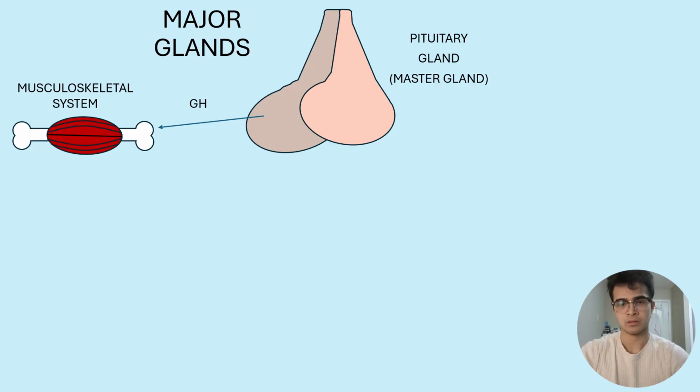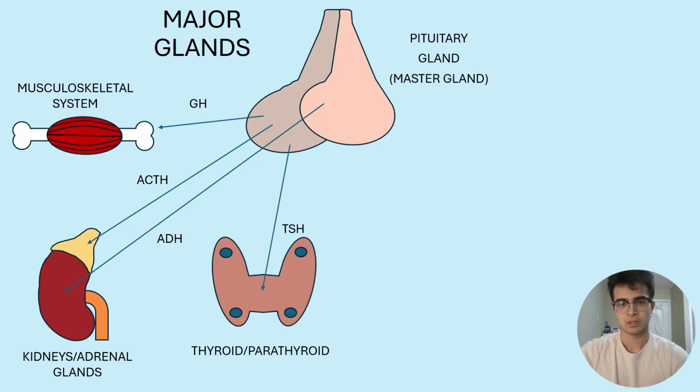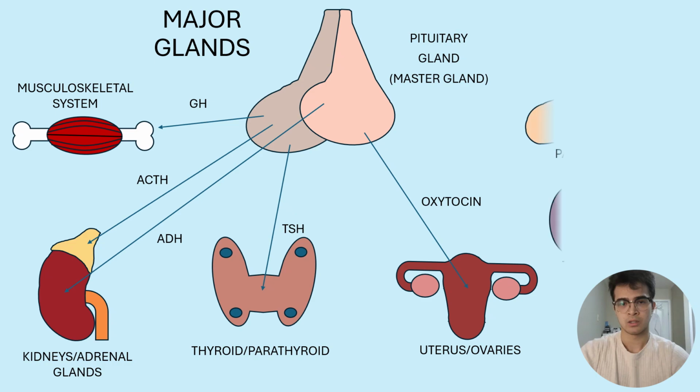The first one is not a gland itself, but it is affected by the pituitary gland, called the musculoskeletal system. Second are the adrenal glands. Third is the thyroid and parathyroid. The fourth and fifth are the uterus and testes, as well as ovaries. And the final one is the pancreas. So let's begin with the musculoskeletal system.